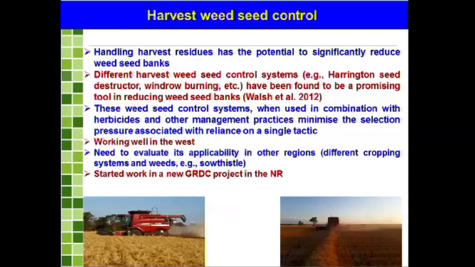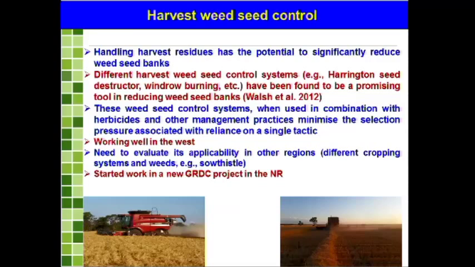I don't think we have enough time, but Mike Walsh will talk more about harvest weed seed control. That's another important strategy, and in simple words, it is about destroying weed seeds at harvest. There are different systems, such as the Harrington Seed Destructor or windrow burning. When we use these systems with herbicides, they can provide better control of weeds. Okay, I think it is working well in the West, but we need to evaluate its applicability in different regions.